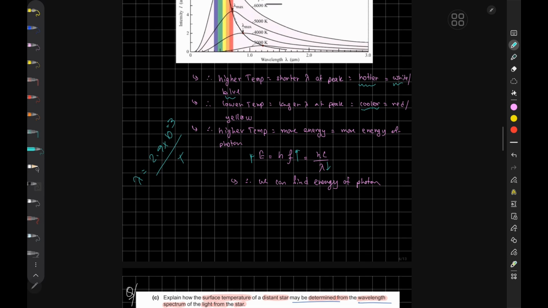So wavelength, you can find out if you know the temperature. Once you know the wavelength, it's an easy task beyond that. You plug it into this. So you plug in wavelength, you know speed of light, h you know, and E you can find out because hc by lambda, that is how much energy each photon will have. So it's an easy task over there, right?